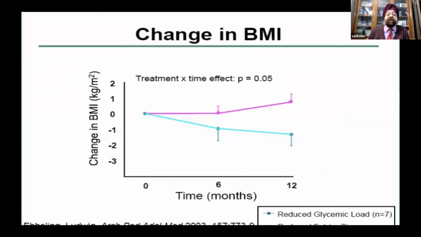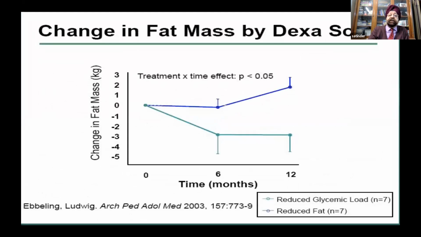And this was the effect on body mass index. You can see the reduced glycemic load group, the blue, had a much better reduction in BMI, and the fat mass determined by DEXA scan was also superior in the reduced glycemic load group. So you can see the betterment in body weight, body mass, and fat mass.